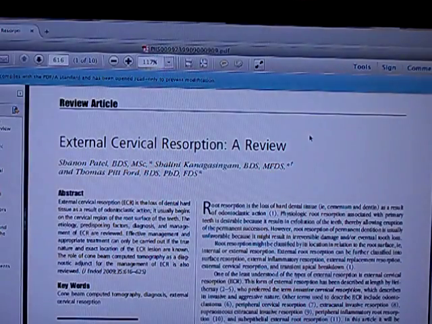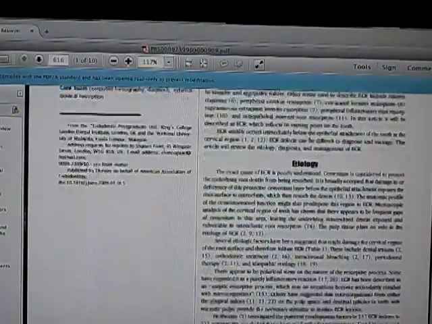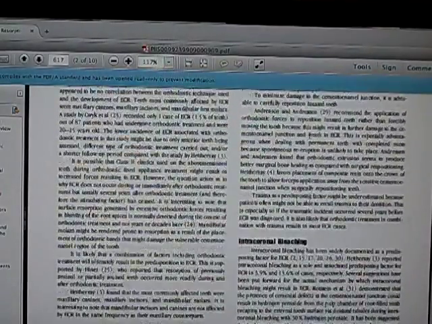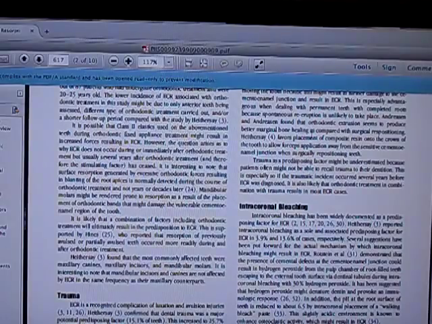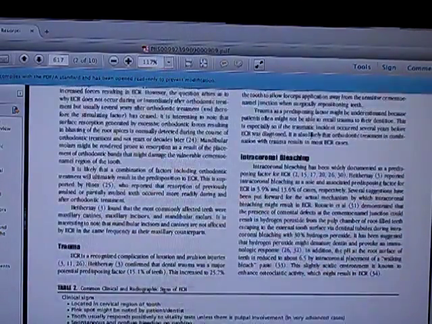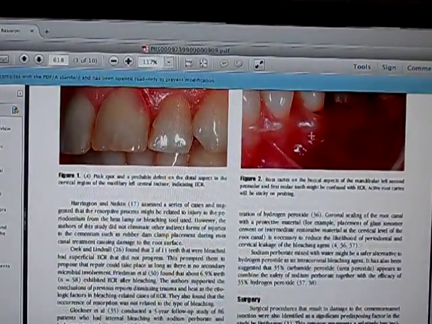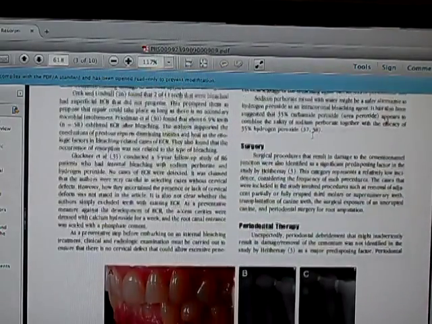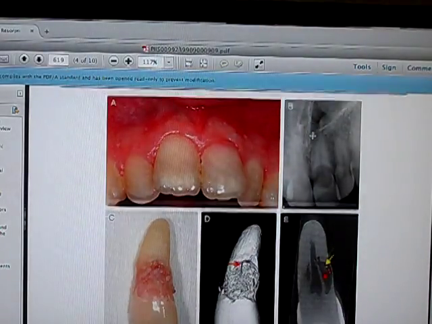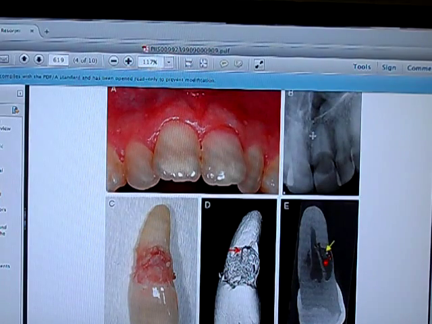Now the whys are not understood. There's a whole list of possibilities. But bottom line is, nobody really knows what turns on external resorption. So here's some of the suspects: trauma, bleaching, surgery, periotherapy, ortho.